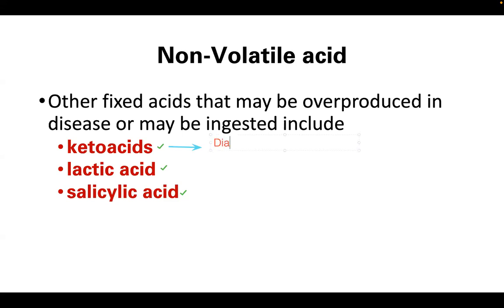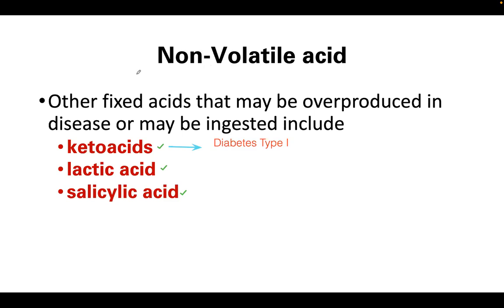Okay, one, diabetes mellitus. Which is more common for ketoacidosis? Is it diabetes mellitus type 1 or diabetes mellitus type 2? Which is more commonly associated with ketoacidosis? It's usually diabetes type 1. Diabetes type 1 is more associated with ketoacidosis. So I want you to remember that.